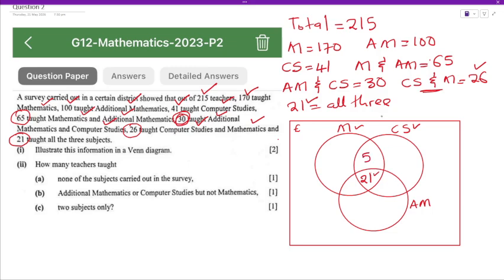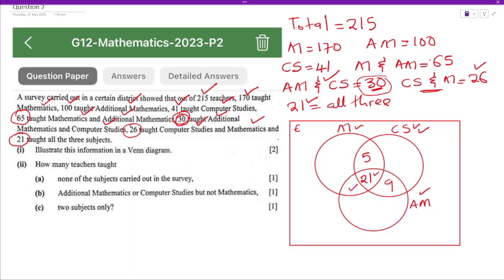Okay, this one is for additional mathematics and computer studies. The total should be 30. Let's go to that intersection. Additional mathematics is this one here, and then computer studies is there. The part remaining is this one. The total we've been told should be 30. So we're going to say 30 minus the 21 that is already there, it gives us a 9. So that's why you put your 9.